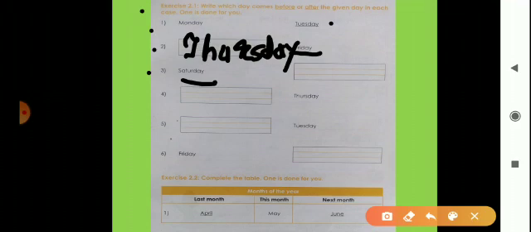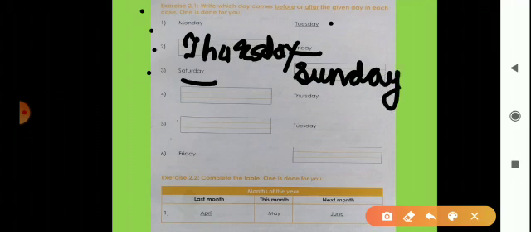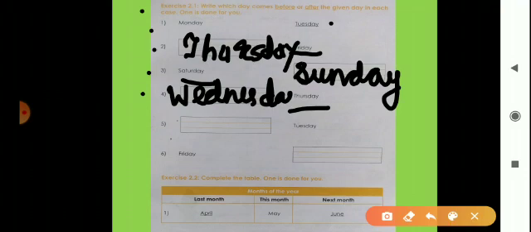Then which day after Saturday? It's Sunday. Sunday. Okay. Now here fourth, fill in the blank. Here is Thursday. So what's the answer? Wednesday. Okay. Wednesday. Now fifth, fill in the blank.